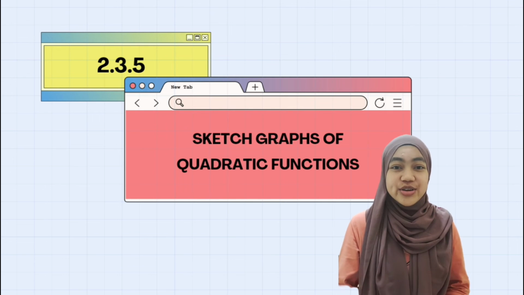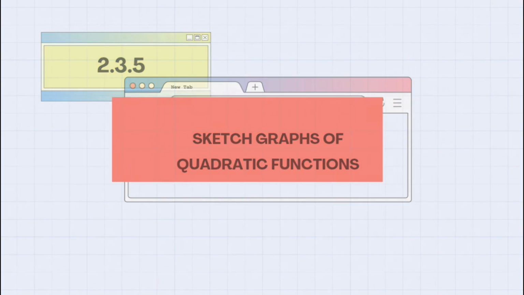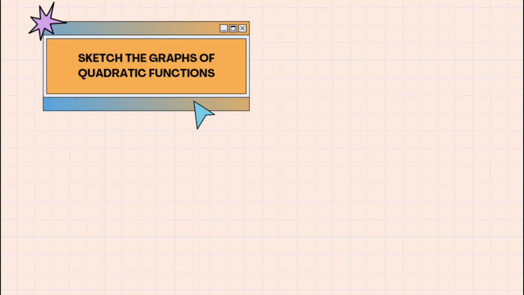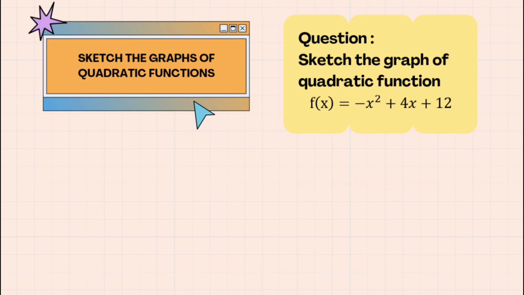Come on, I will show you an example. Let's say we have a question that asks to sketch the graph of a quadratic function, where the quadratic function given is f(x) = -x² + 4x + 12. In order to sketch a quadratic function graph, the first step is to identify the value of a.